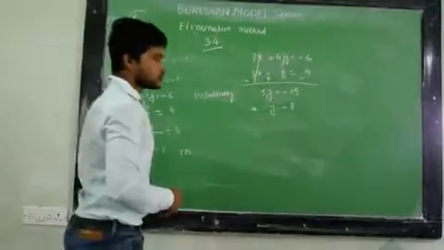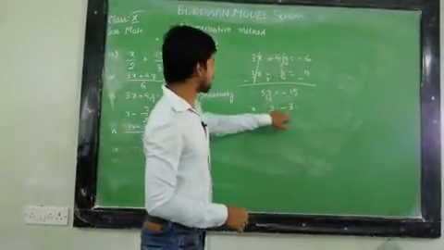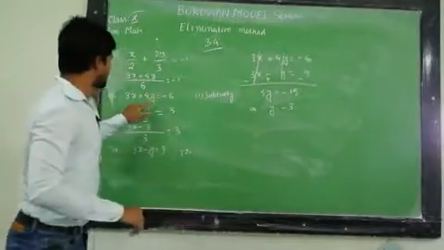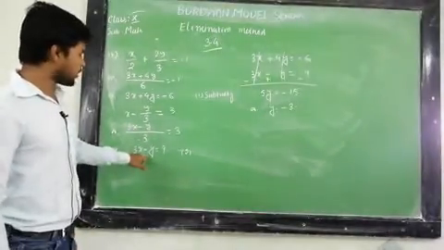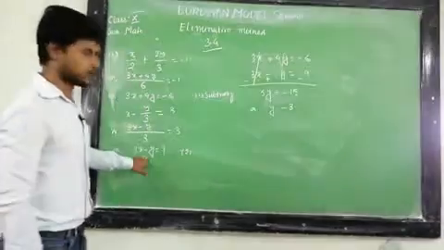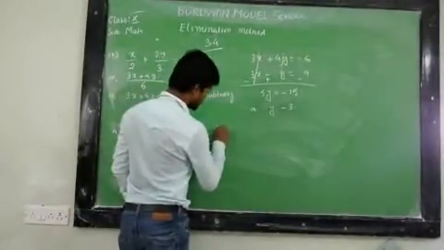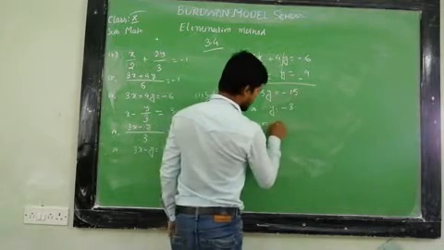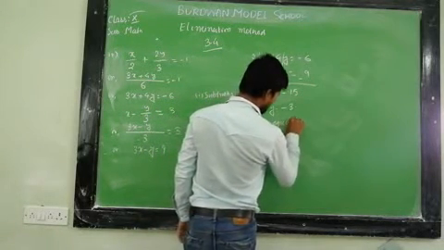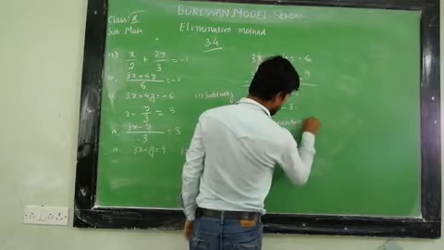Now we have to substitute y equal to minus 3 in either equation number 1 or equation number 2. So I am putting y equal to minus 3 in equation 2.